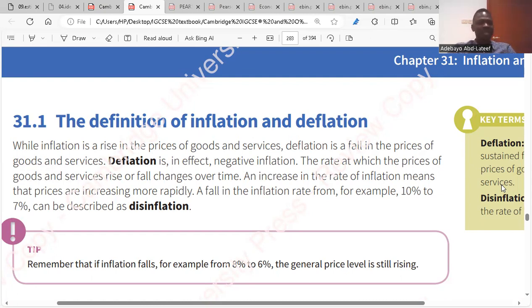The rate at which the price of goods and services rise or fall changes over time. An increase in the rate of inflation means that prices are increasing more rapidly. A fall in the inflation rate from, for example, 10% to 7% can be described as disinflation. So a fall in the inflation rate is called disinflation, not deflation. Deflation is a fall in prices, a persistent fall in the price of goods and services. But disinflation means the inflation rate is falling little by little. Do you get the difference now? Yes. Okay.